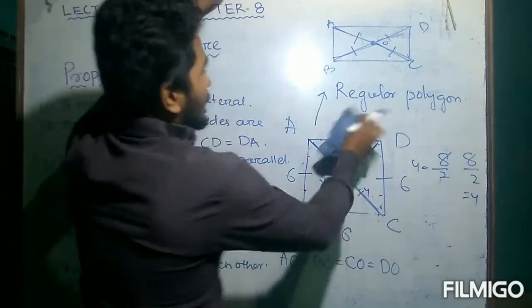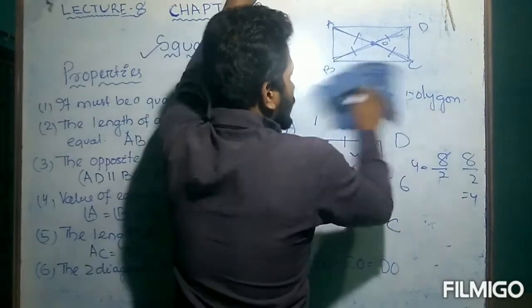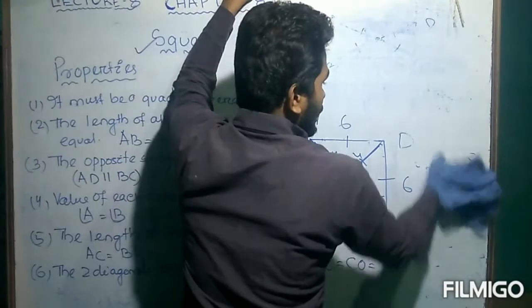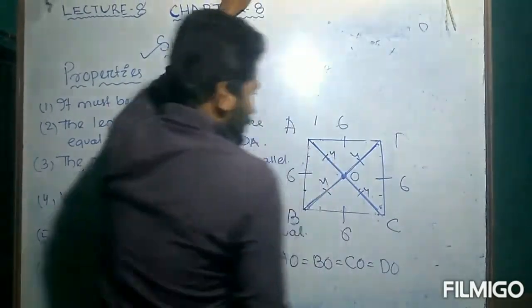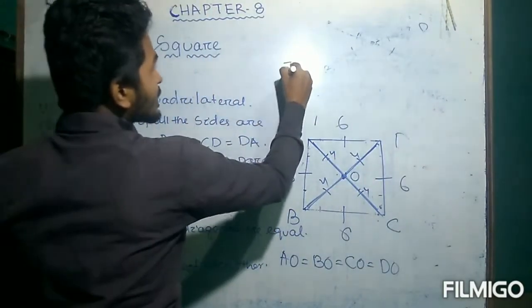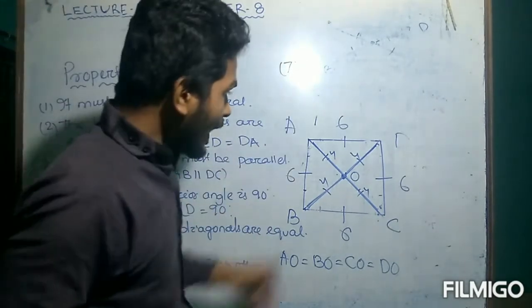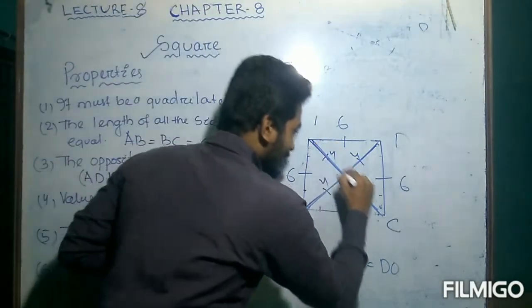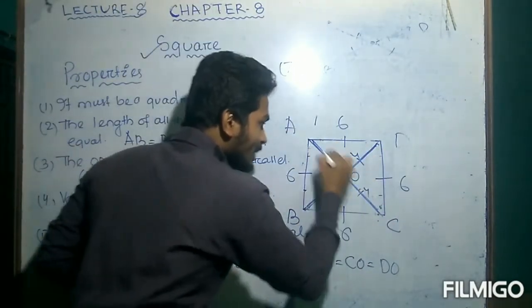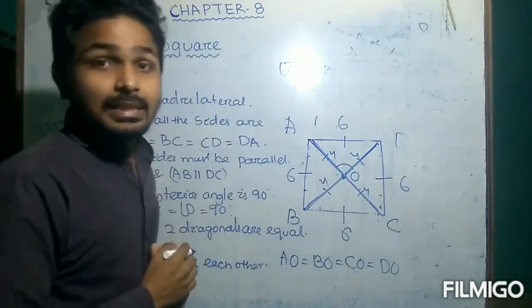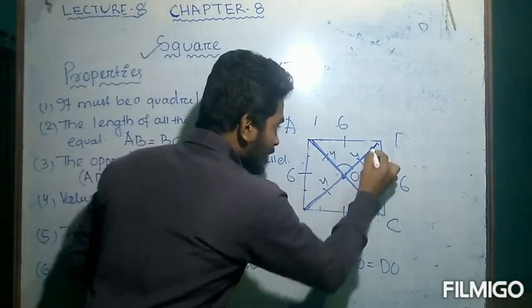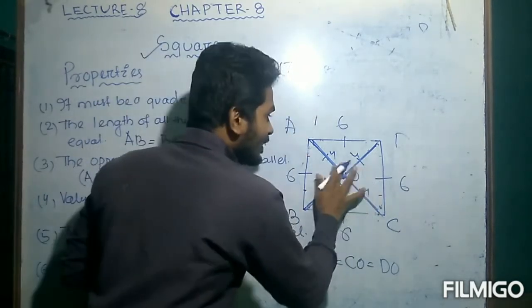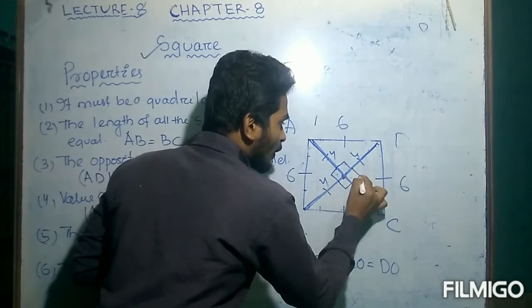Coming to the seventh property, which is also a very important property. Okay, so what is the seventh property? The seventh property is that the angle between the two diagonals is 90 degrees. If it is one diagonal and there is another diagonal, then in between them an angle is formed. Yes or no? Yes. Similarly, between these two diagonals, another angle is formed here, another angle is formed here. Okay, another angle is also formed here.